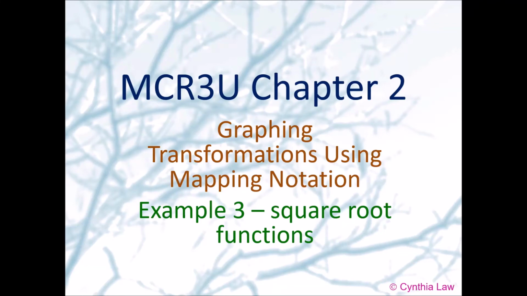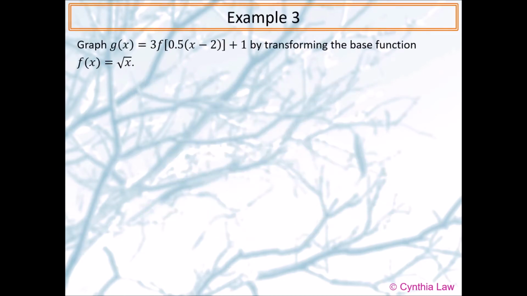Graphing transformations using mapping notation. Example 3. Square root functions. Graph g of x equals 3 times f at open square bracket 0.5 open round bracket x minus 2 close round bracket close square bracket plus 1 by transforming the base function f of x equals square root of x.